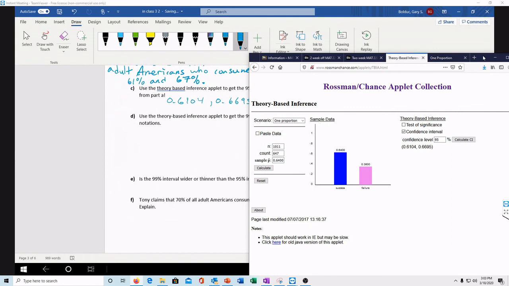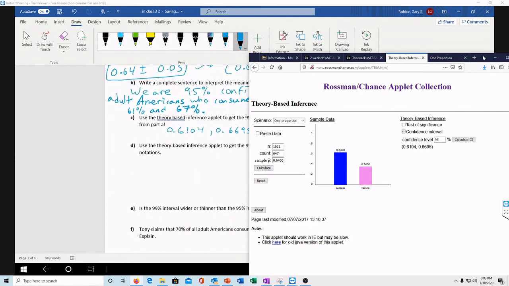Okay. So then it says, use the theory-based inference applet to get now a 99% confidence interval. So this does not work with our 2SD method, the one we just used. But what we can do is just turn that into a 99 and recalculate. And so what we get is 0.6011 to 0.6788. Okay. So then we can now write this in the other notations.